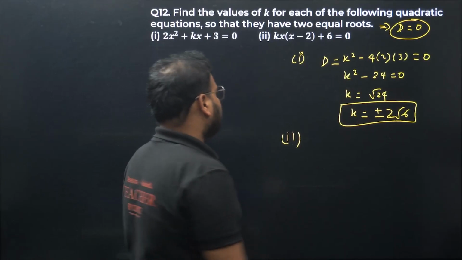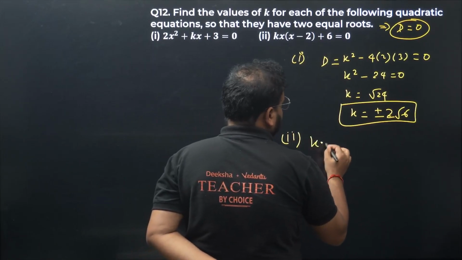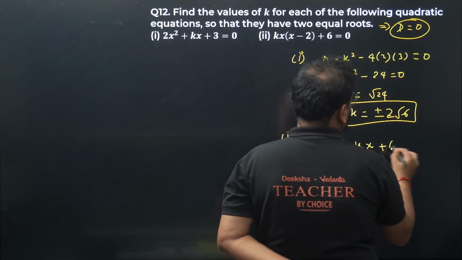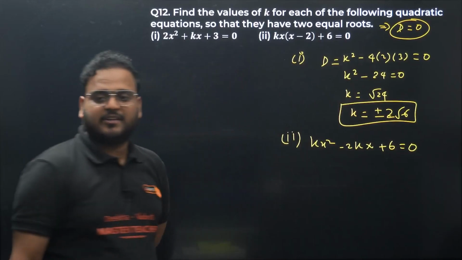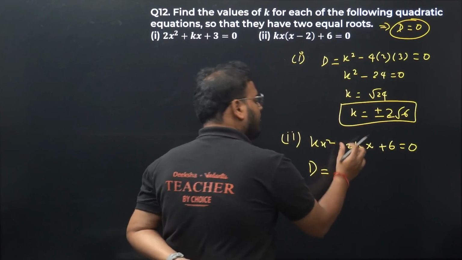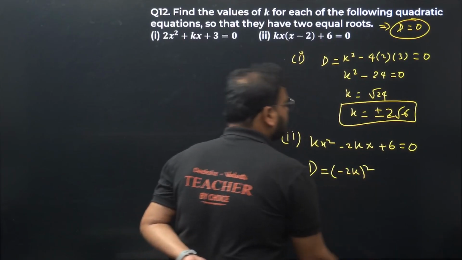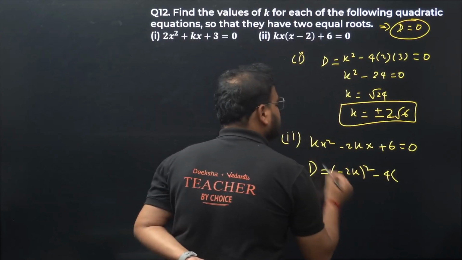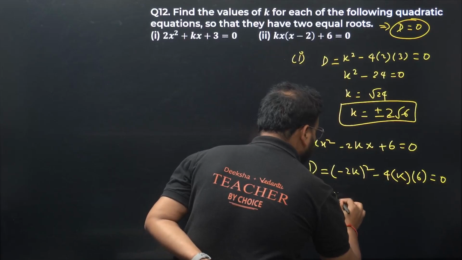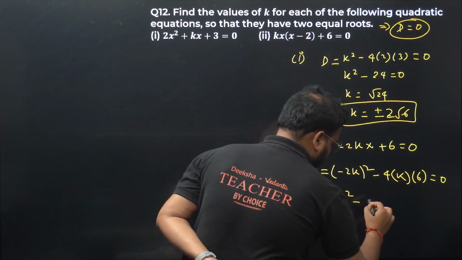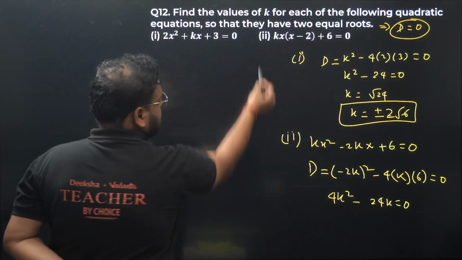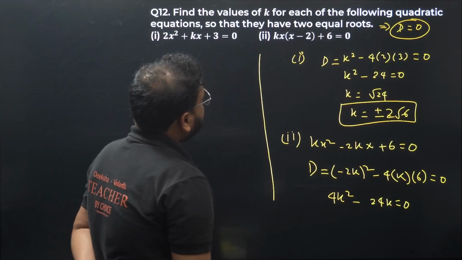Okay, second one. Let's form the equation first. So I have here kx square minus 2kx plus 6. This is the given quadratic form of the equation. Standard form is written now. Again same thing, equal roots, so D equals b square, over here we have minus 2k the whole square minus 4ac. So 4 into a is k into 6, equal to 0. I get here 4k square minus 24k as 0. 24k as 0, correct? 4a into c.